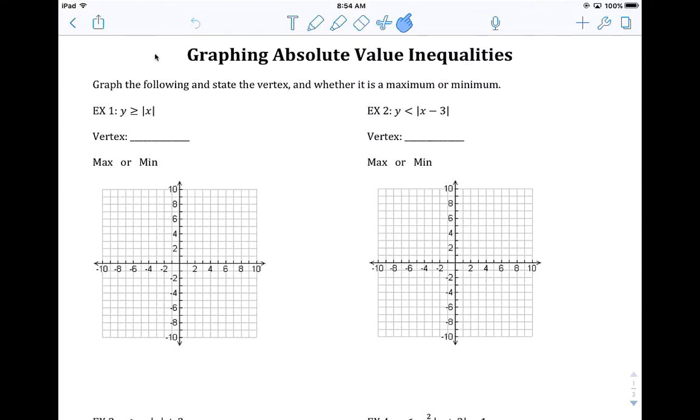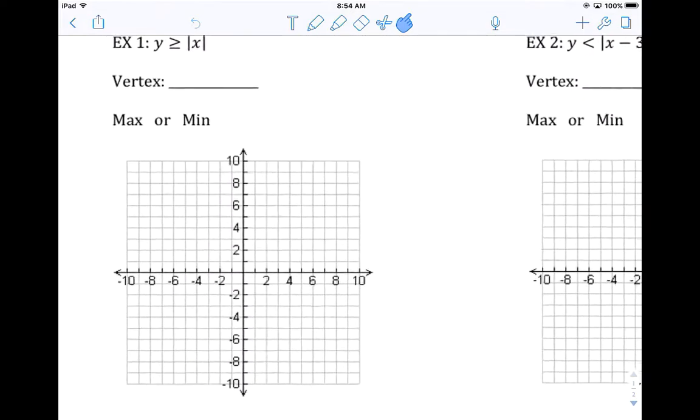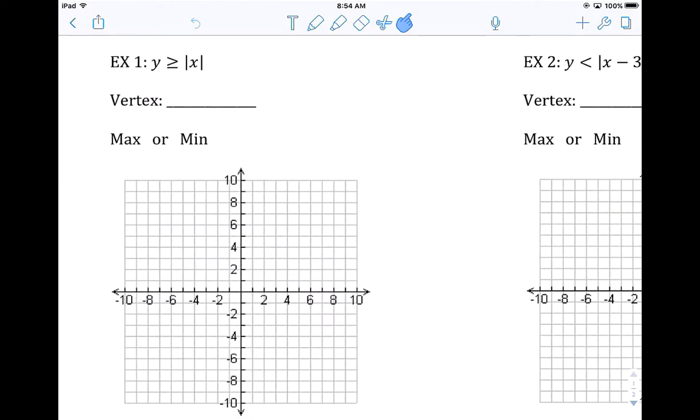So when we are graphing absolute value inequalities, we're going to rely a lot on our transformations to show us how that graph is moving. And then just like when we graph lines or when we graph parabolas, if those are inequalities, we have to shade our graph depending on the inequality that we're given.